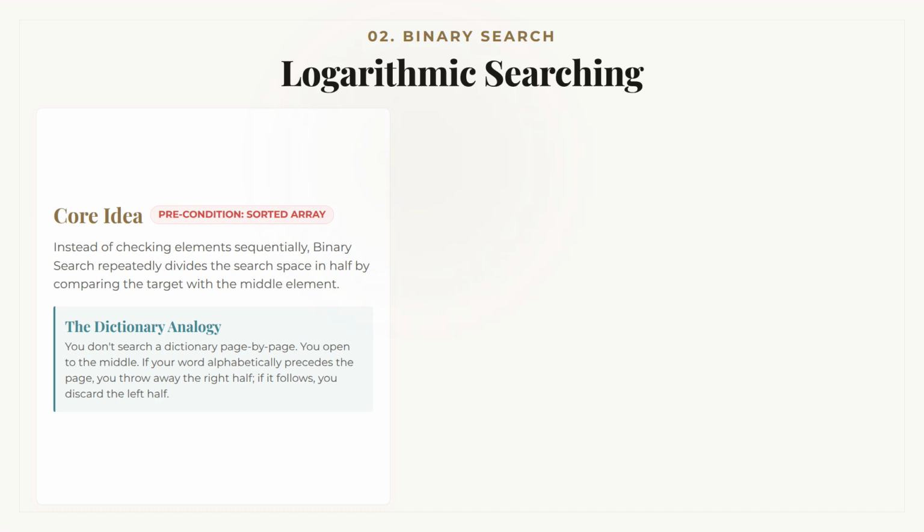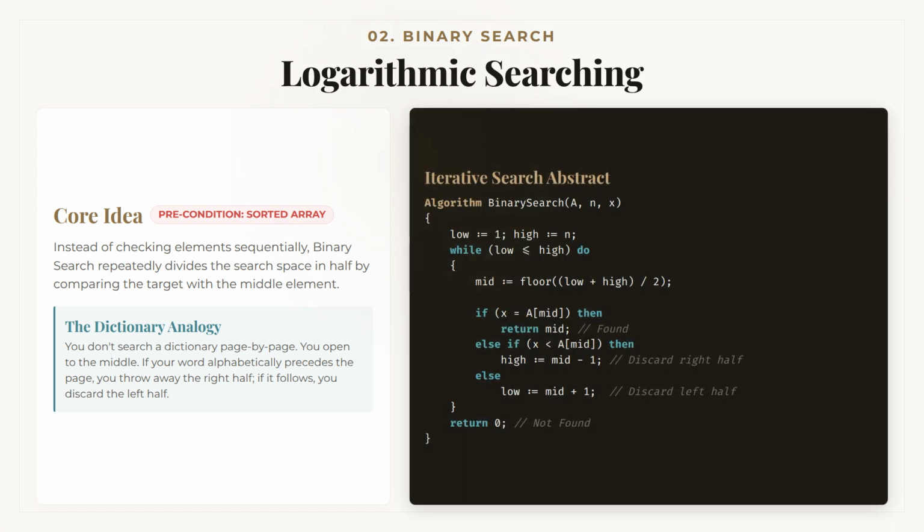Binary search works exactly in the same manner. Initially, we maintain two variables called low and high. Low points to the beginning of the array. High points to the end of the array. Next, we compute the middle position. If the target element is equal to the middle element, the search ends successfully. If the target is smaller, we discard the right half of the array. If the target is larger, we discard the left half. This process continues until either the element is found or the search interval becomes empty.